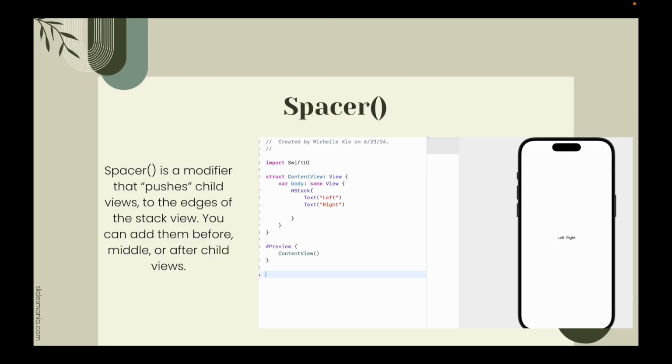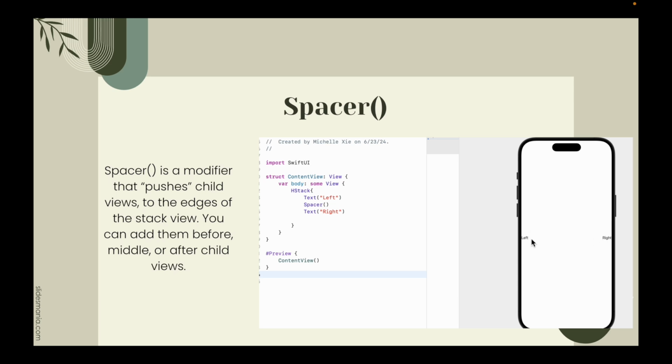And then spacer is a modifier that pushes child views to the edges of the stack view. You can add them before, in the middle, or after the child view. So if we see here, I added an H stack with the text left and right. And we see that there is really no space in between them, right? But we can add a spacer in between the text, left and right, and it added the space in between the words left and right.